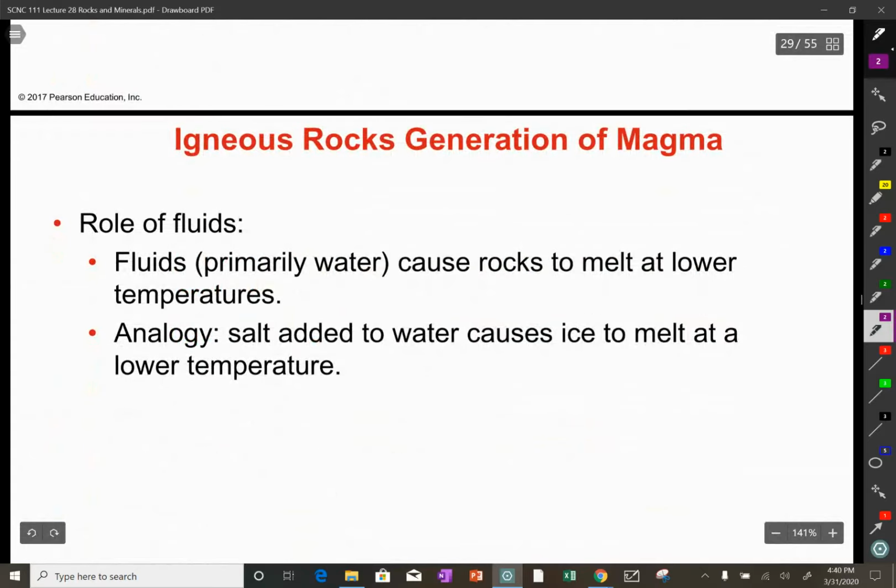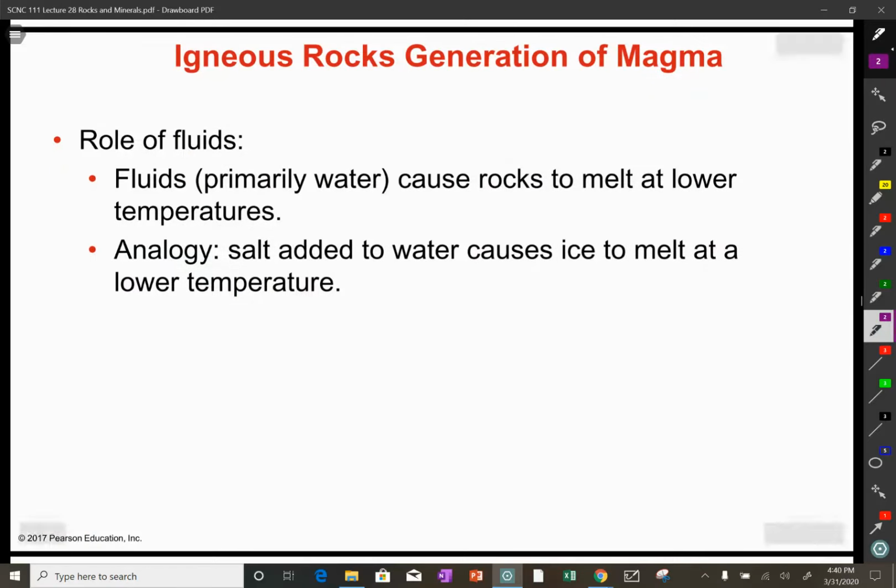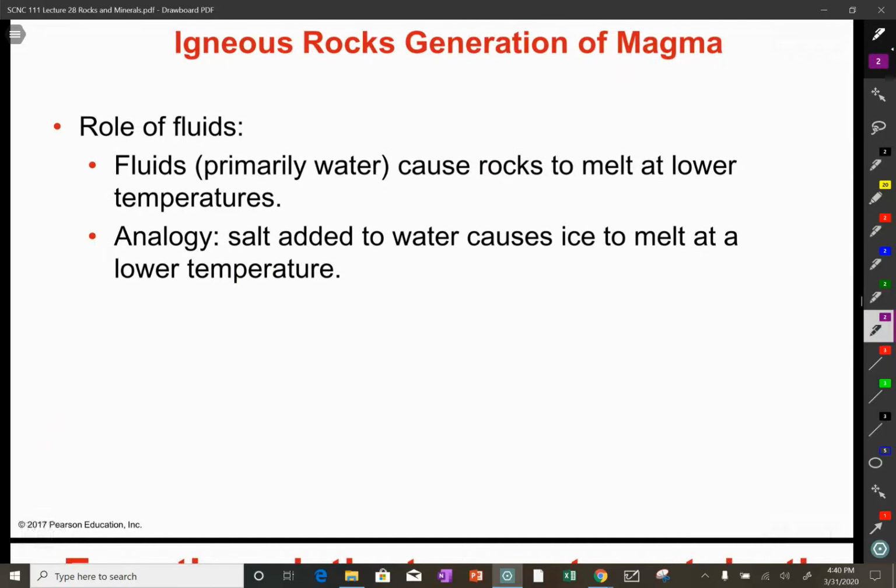I'm going to skip the analogies. If you have water in a rock, it actually makes it melt at a lower temperature. Now, it's not spraying water over the top of the rock. It's having water within it. And that's kind of similar to if you put salt in water, then it will melt at a lower temperature, right? So it's the same idea. The impurity actually affects the melting temperature.